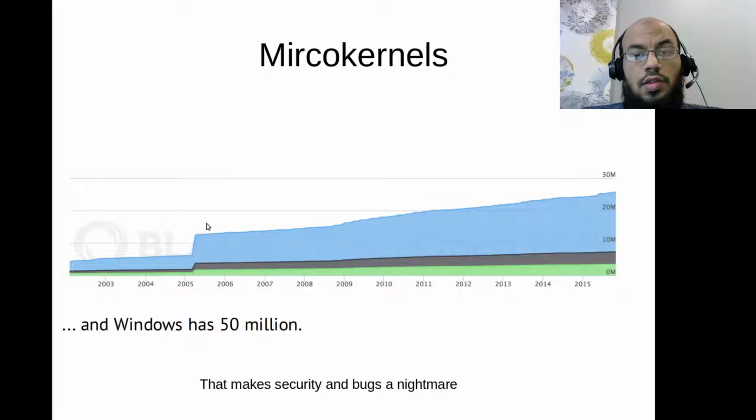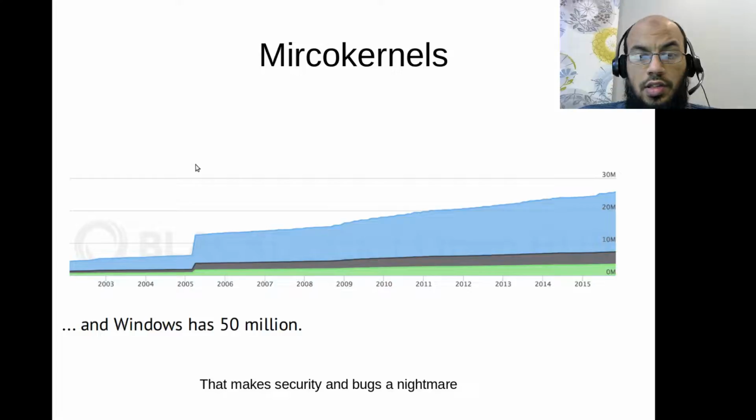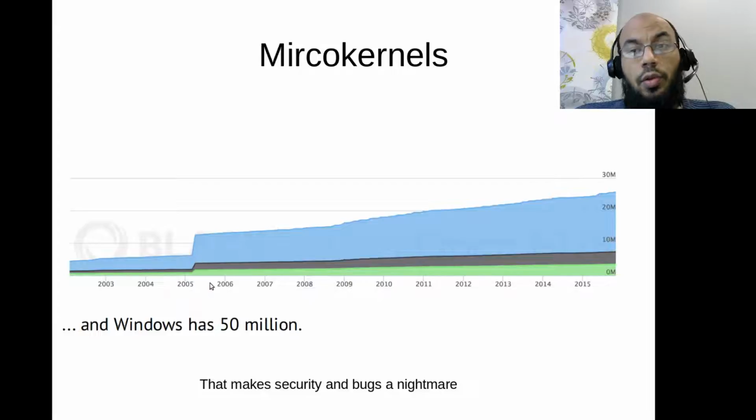And this is problematic because it makes it very hard to, for example, establish how secure the kernel is, to establish how buggy the kernel is, and so on and so forth. And again, so that people do not get confused, this is a graph for the number of lines of code in Linux. It's not for a microkernel. And Windows has today over 50 million lines of code. So it's just undoable to continue like that.